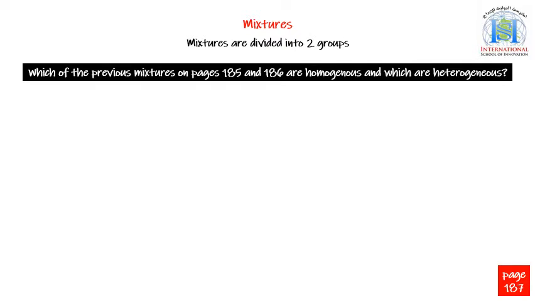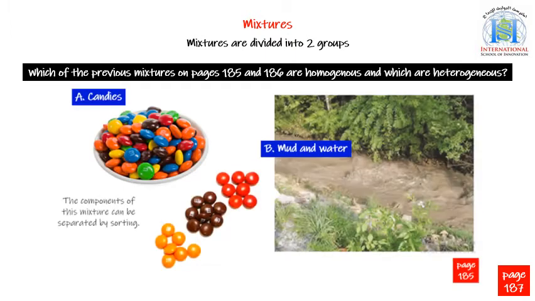Do you remember the mixtures that we saw in the previous slides? Let's try to classify them as homogeneous and heterogeneous mixtures. Take a look at the plate of candies. This is a mixture, but how many phases or levels does it show? 1, 2, more than 2? That's right. So this is a heterogeneous mixture since it shows more than 2 phases, more than 2 colors.